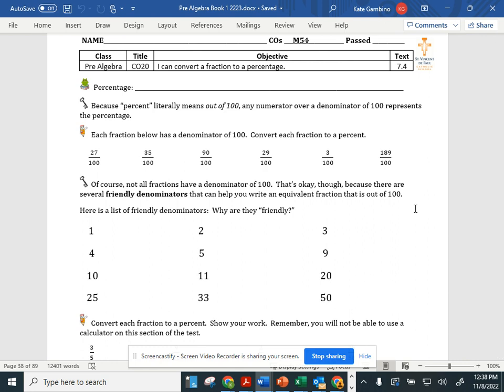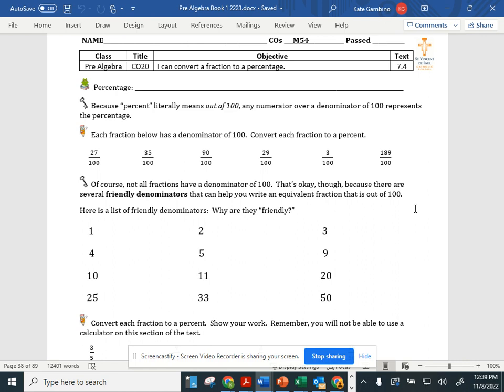Today we are continuing with our unit 4. Oh my, we're already on unit 4. So unit 4, working with our percentages. Today we are doing CO20. I can convert a fraction to a percentage. So we're still working with those percentages and fractions. Yesterday we did decimals and percentages. Now we're doing fractions and percentages. And the key number that I talked about yesterday still stands today.